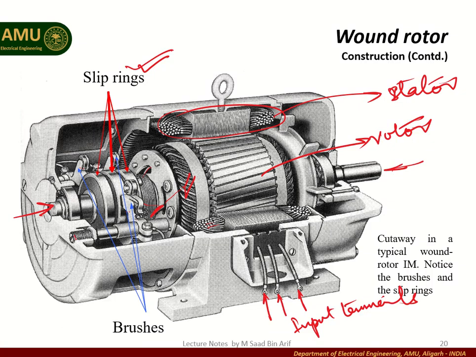Brushes are attached with the body, that is they are stationary, and the output terminals of the brushes are basically taken out and connected to the load resistance or variable resistance, and joined together to provide a closed loop path so that the current in the rotor winding will start flowing. Once the current starts flowing, the motor starts its rotation.